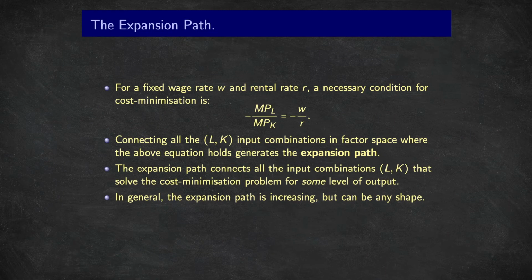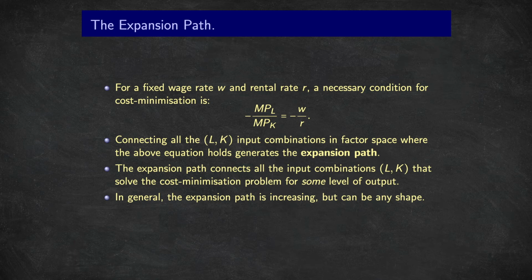As a step towards deriving the long-run total cost function, we're going to analyze something called the expansion path. This is constructed as follows. For a fixed wage rate W and rental rate R, so we're going to take prices for the input factors as given and fixed, we know that a necessary condition for cost minimization is that the following equation holds. Marginal rate of technical substitution, or minus MPL over MPK, is equal to minus W over R, the negative of the ratio of factor input prices.